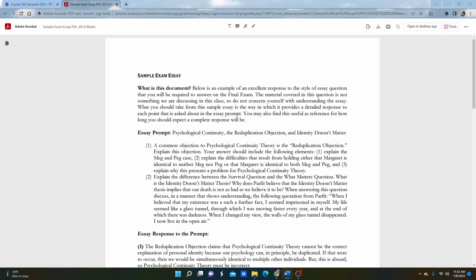What you see here is an example of an essay question that takes the kind of format that you will find on the exam. If you scroll down, then you will find an example of an excellent response to this essay prompt.